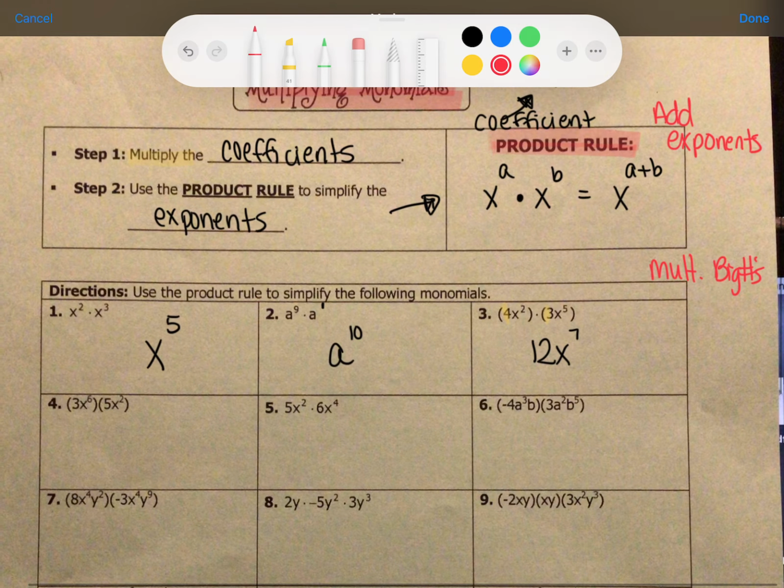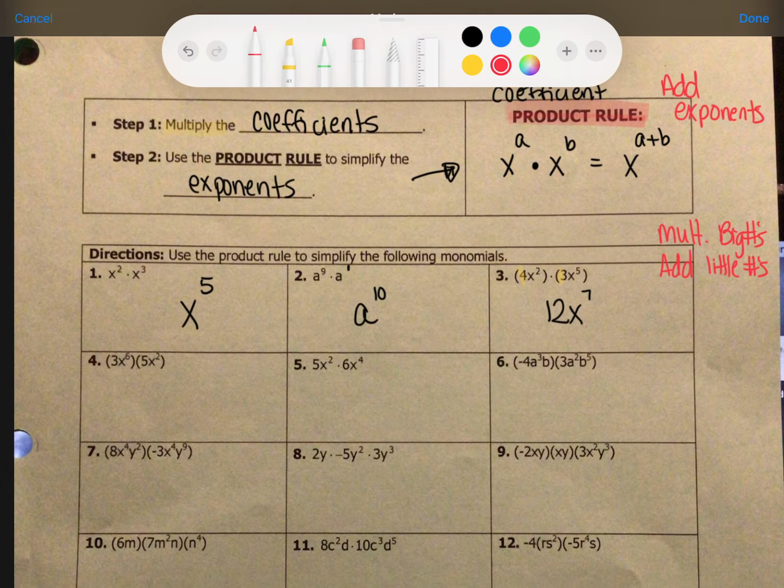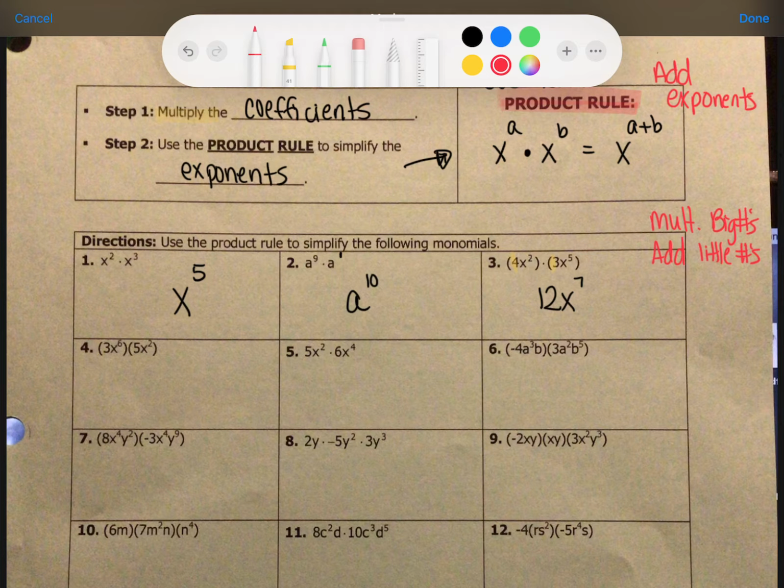Multiply the big numbers and add the little numbers. Oops, I can't spell. Here we go. All right, so try number 4. Pause the video and try that row, 4, 5, and 6, and see what you come up with.